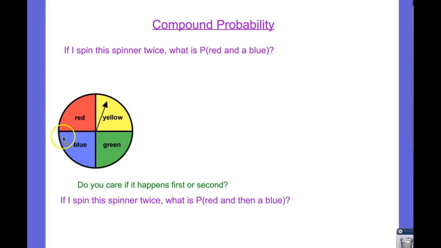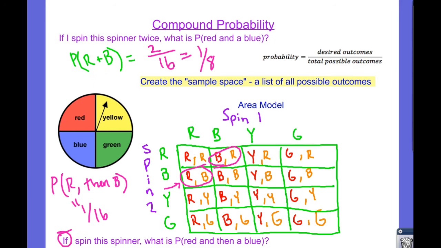So you've seen this example before. If I have this spinner, I spin it twice. What's the probability of a red and a blue? If I spin it twice, what's the probability of a red and then a blue? So before we've looked at this with the area model. Say spin 1 and spin 2, here's a list of all the possibilities. And we found that of a red and a blue, you can either get blue and then red, or red and then blue. That's 2 out of the 16 options. If I need a red and then a blue, there's only one option there, 1 out of 16. Let's look at how we can use the multiplication rule to make this a little bit easier.